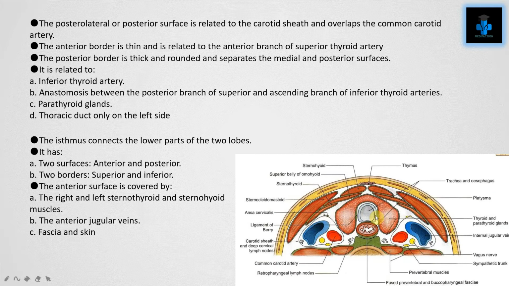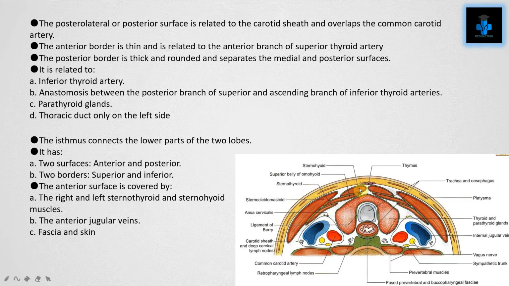The anterior border is thin and is related to the anterior branch of superior thyroid artery. The posterior border is thick and rounded and separates the medial and posterior surfaces. It is related to inferior thyroid artery, anastomosis between the posterior branch of superior and ascending branch of inferior thyroid arteries, also parathyroid gland and thoracic duct only on the left side.